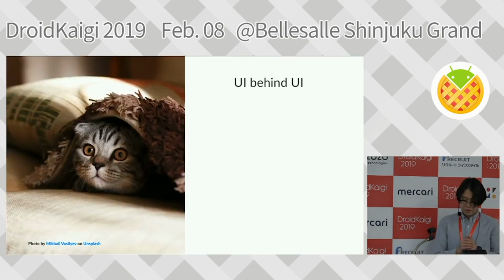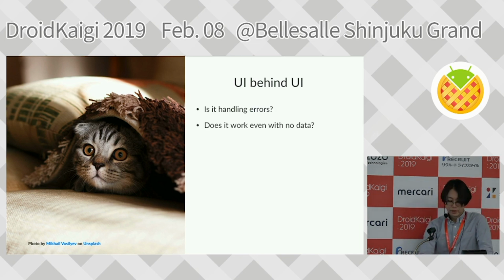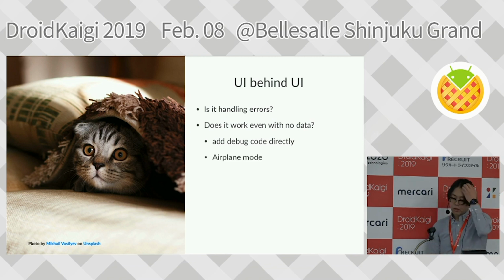Next is more troublesome. Only showing data is not everything. We should handle various errors or empty states. Check how it works when the response from the API was unexpected. And to check error handling, we may need to add some changes directly or use some settings of the emulator to debug, like airplane mode. Even if the data is displayed normally, we should check if those handlers work.